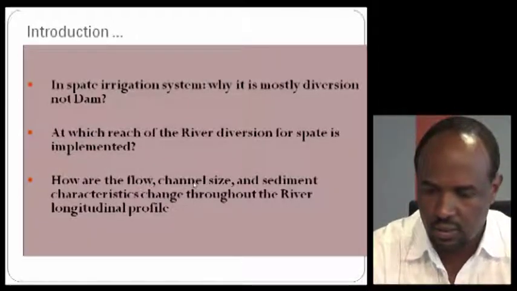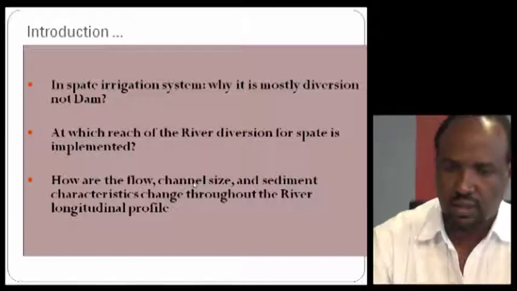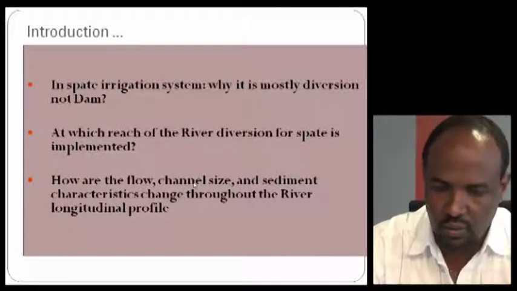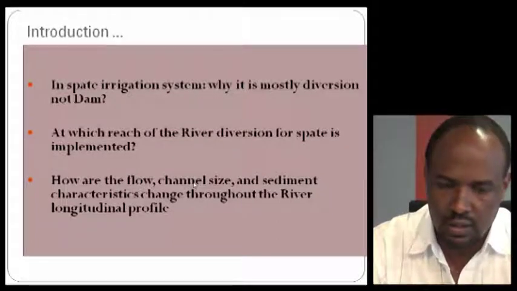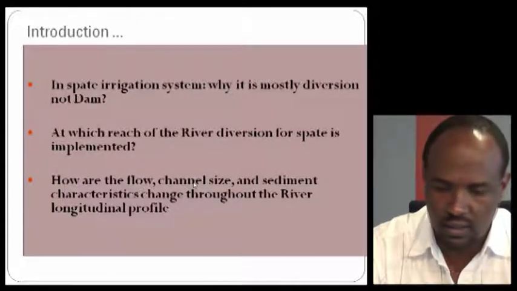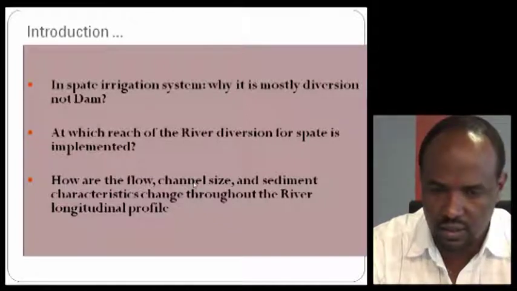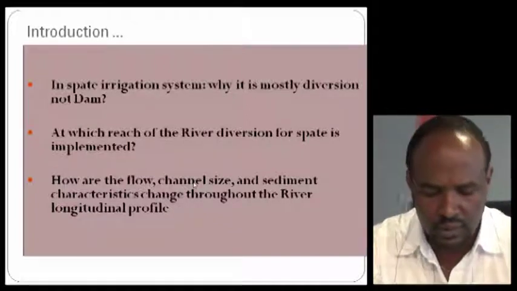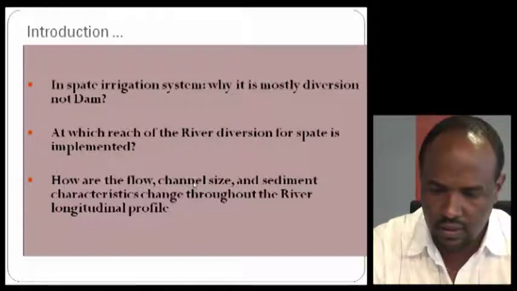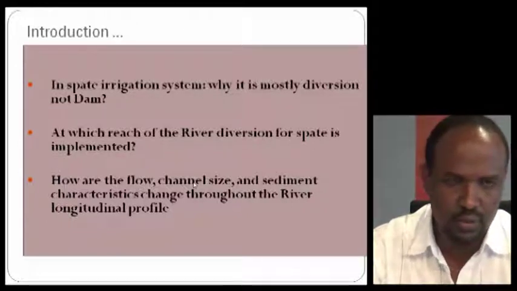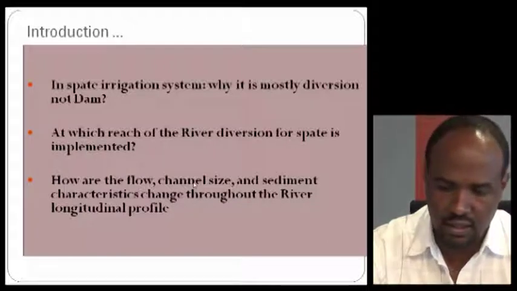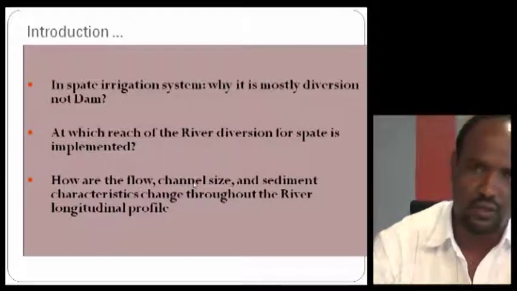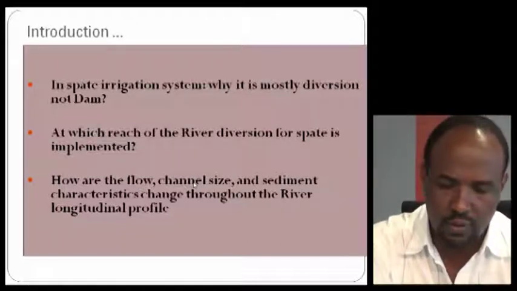Usually we say spate, why not a dam? Sediment could be one of the threats, and in those areas where spate is applicable, sediment is a huge threat, and therefore diversion is usually recommended. And where this diversion is placed needs to be considered, to understand the type of structure we put, at which reach of the river, and for what purpose.